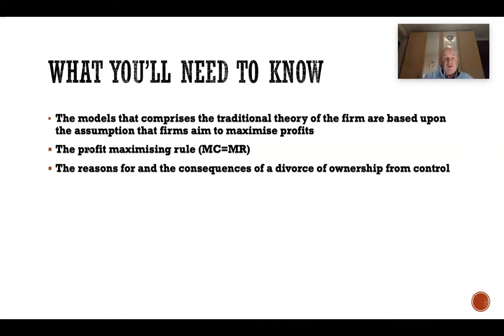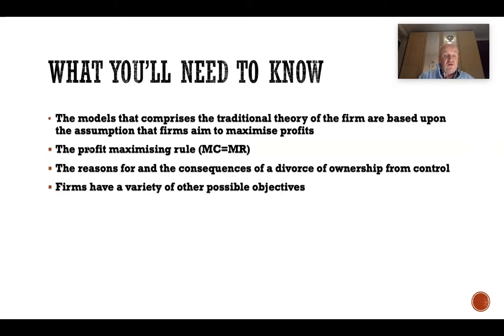We're also going to need to know, particularly when we're looking at different types of objective, the reasons for and the consequences of a divorce of ownership from control. Now, that means that in some instances, particularly in larger organisations where the owner may not necessarily have complete control over the day-to-day operations of an organisation, they might have handed that to a management team of some description. And as a result of that, the owner's view and the manager's view of that business and the way in which they operate might differ somewhat. So that's something to bear in mind, and we'll look at that again in a little bit more detail.